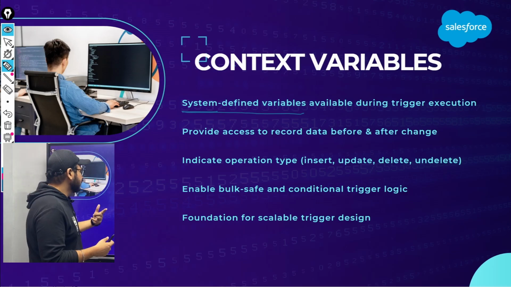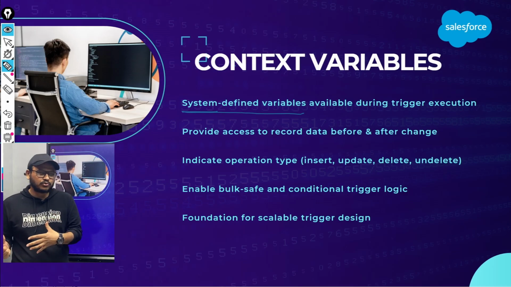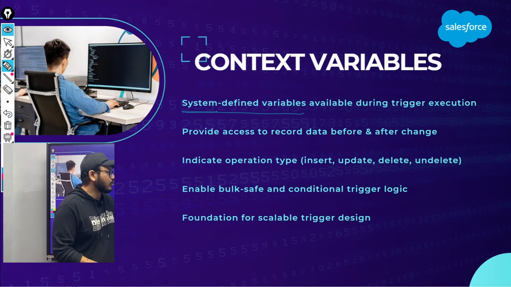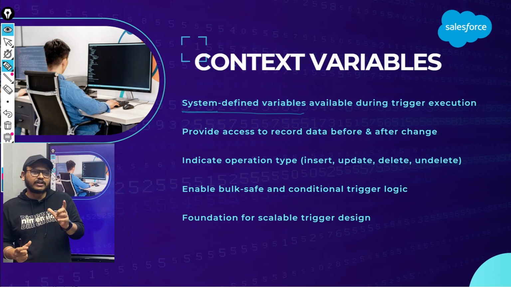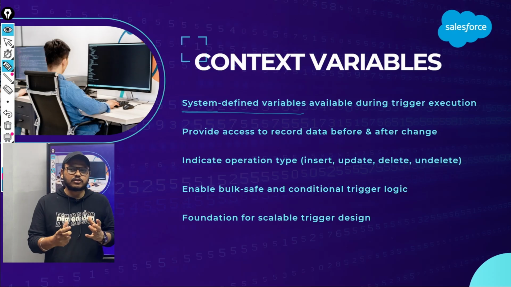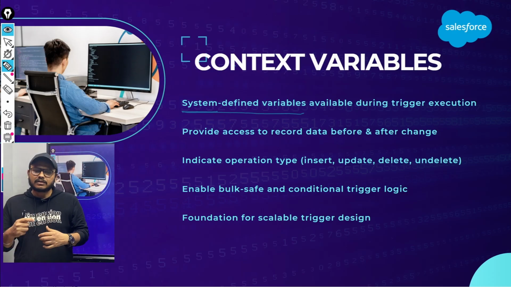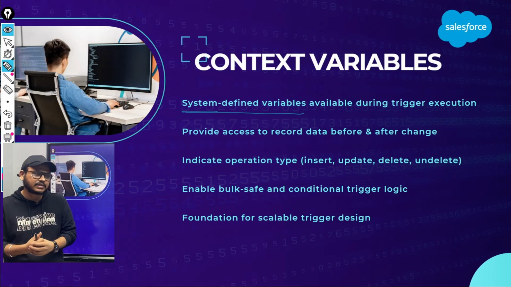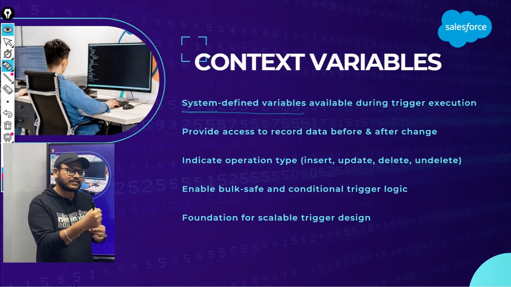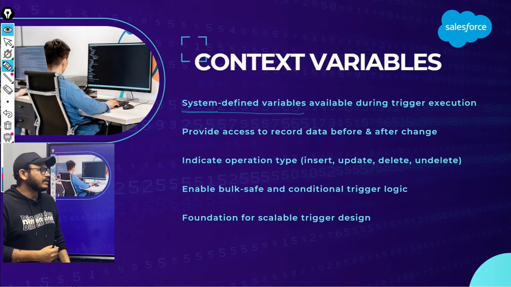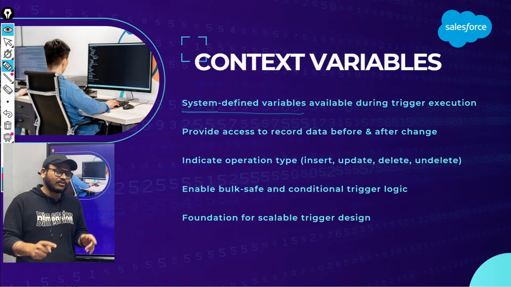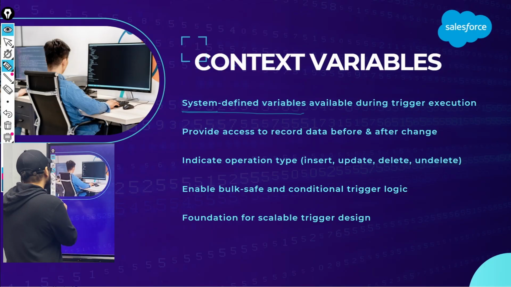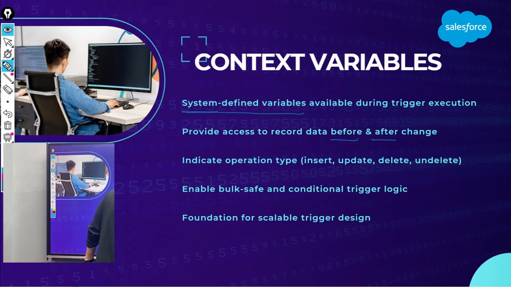Okay, so these are available only for Apex triggers. You cannot use these variables in other Apex code. These provide access to record data before and after change. The primary reason for these context variables is to provide you access to the data associated with the record in context, or associated with the trigger execution that is happening. They give you access to the record or the set of records which are getting executed through that trigger, both before and after change.